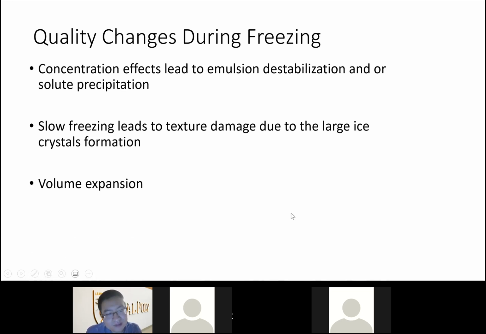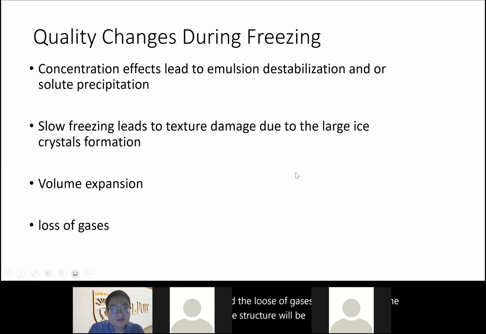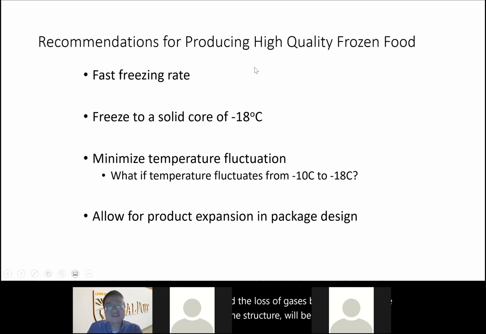And also we'll experience some volume expansion, right, as ice is larger than water, and the loss of gases, because with the volume expansion, those gases originally in the structure will be expelled. So those are the quality differences. And that's why we have some recommendations for the freezing process.